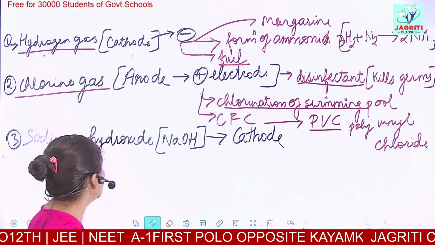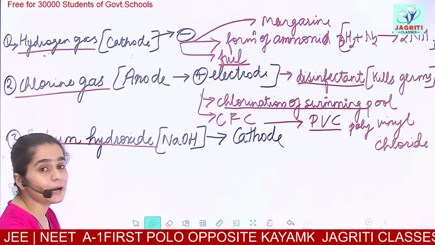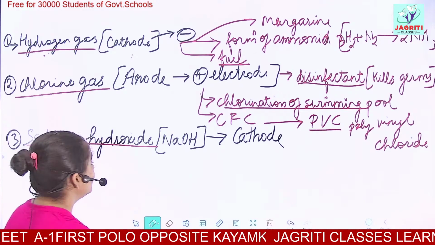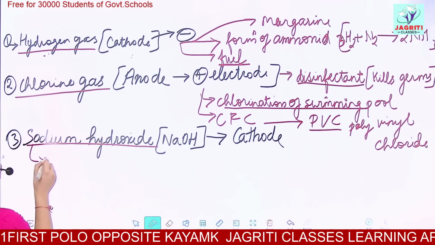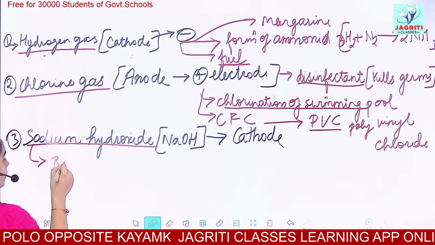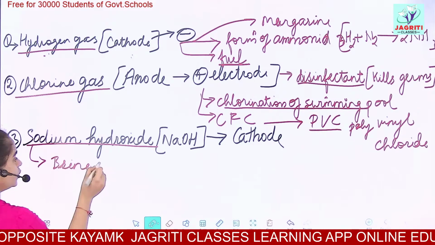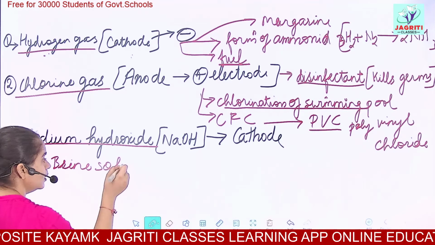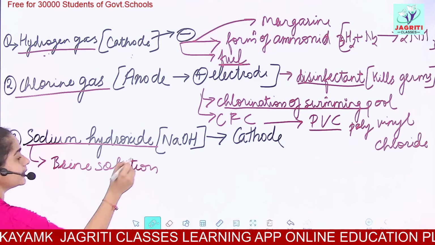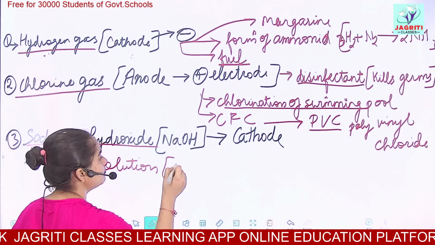Now what we see is the use of sodium hydroxide, NaOH. Remember, sodium hydroxide is used in labs. It is known as brine solution when it is dissolved in water, and it is used for lab work or laboratory purpose.